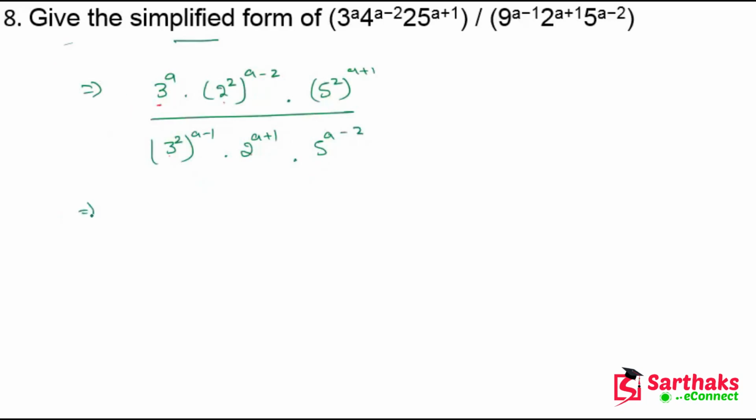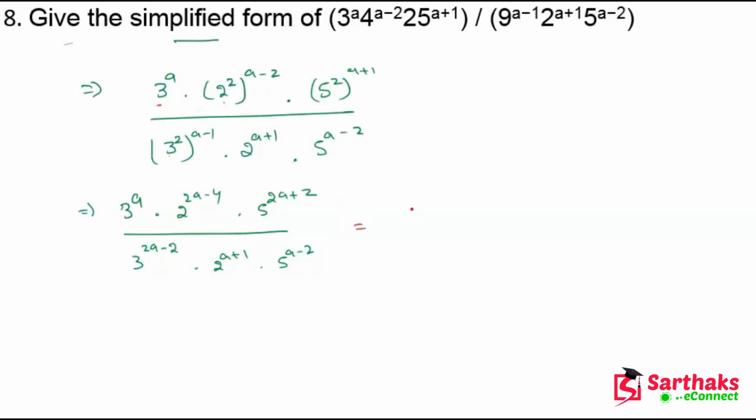So first of all 3 raised to power a into 2 raised to power, this will become 2a minus 4, we are multiplying 2 into a minus 2. Okay, and this is 5 raised to power 2a plus 2. What is 2a plus 2? And it is divided by 3 raised to power 2a minus 2, and it is 2 raised to power a plus 1 into 5 raised to power a minus 2.